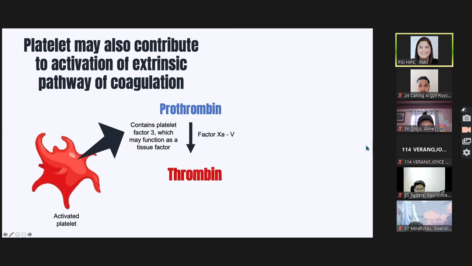So we have here thrombin. Prothrombin is cleaved to thrombin, which will also cleave fibrinogen to fibrin. So we have here the fibrin. So please take note of the function of the fibrin.